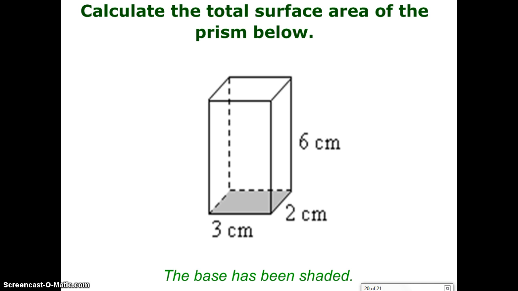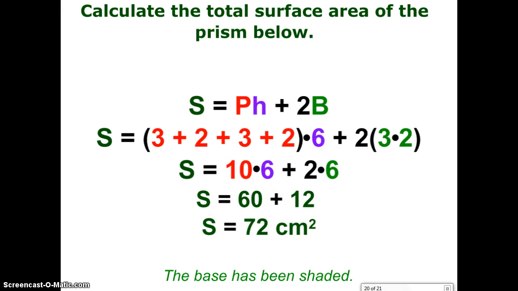Last question, please pause your video to calculate the total surface area of the prism below. The perimeter of your base is 10. The height of the prism is 6. You add that to the area of two bases, so you have 60 plus 12, and your total surface area should be 72 centimeters squared.